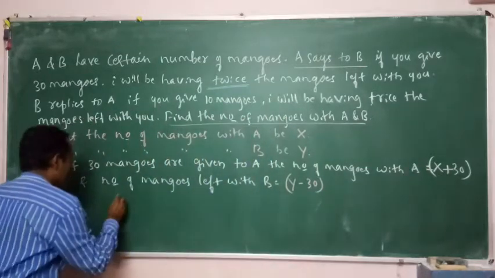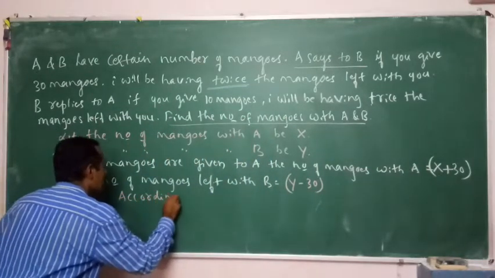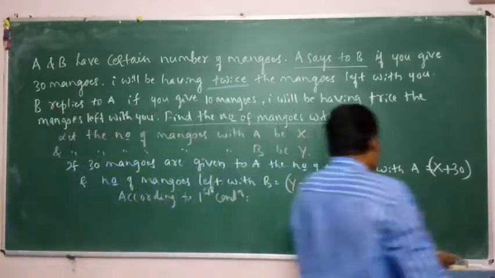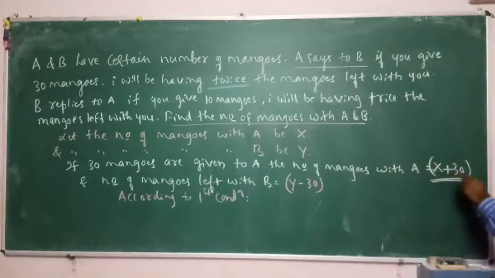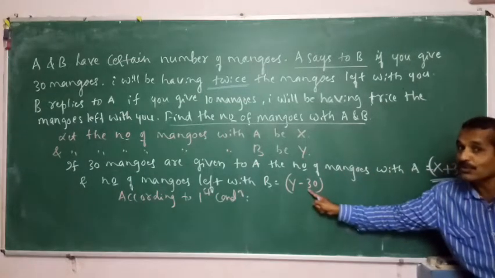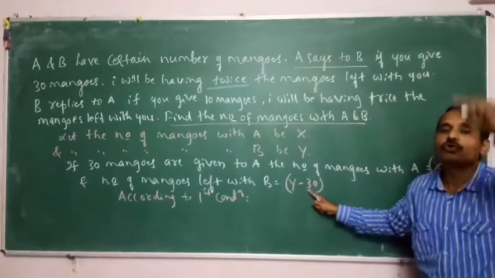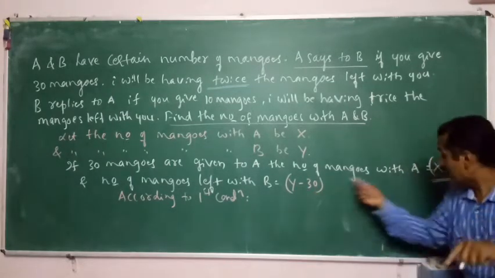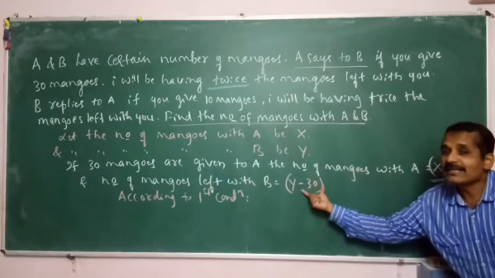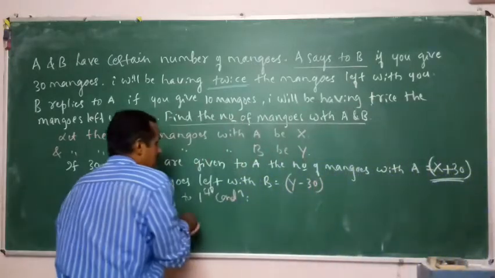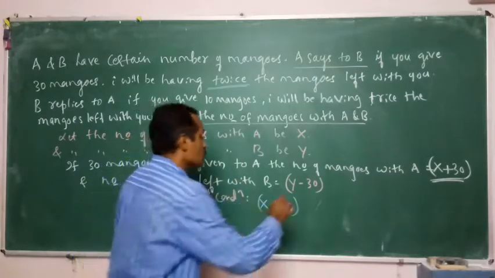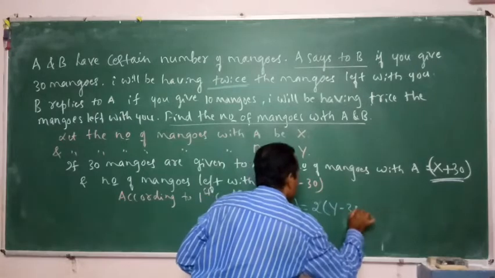Now I will write according to the first condition. What is the first condition? They say this will be more. This is twice this. I have told you, where there is less, there you have to multiply. This is more, this is less. Where there is less, there you have to multiply. Come on. It is x plus 30, already it is double, so equals 2 times y minus 30.